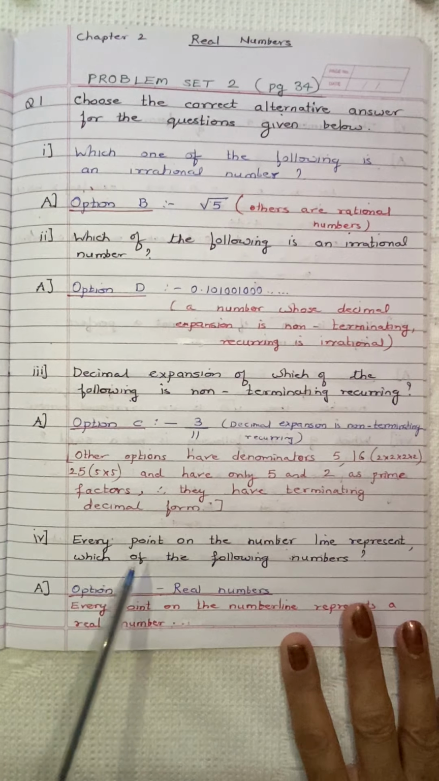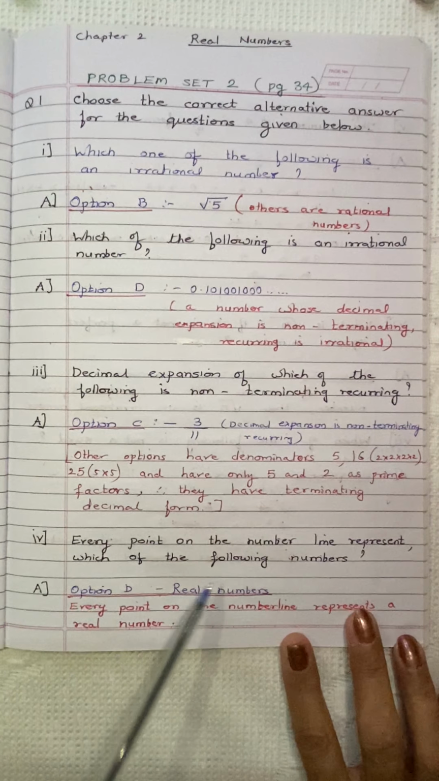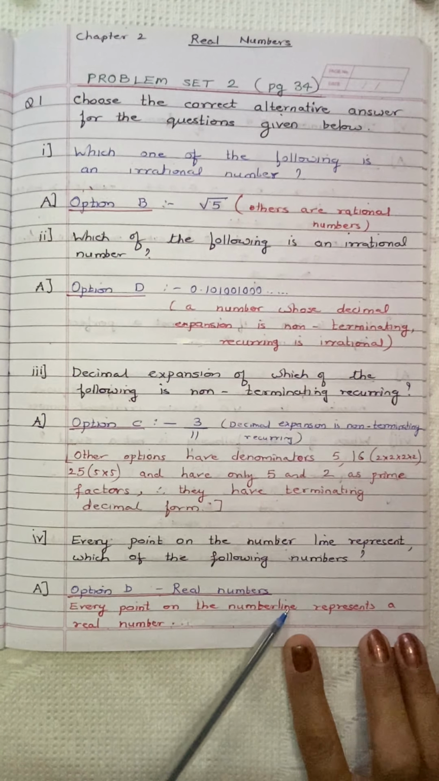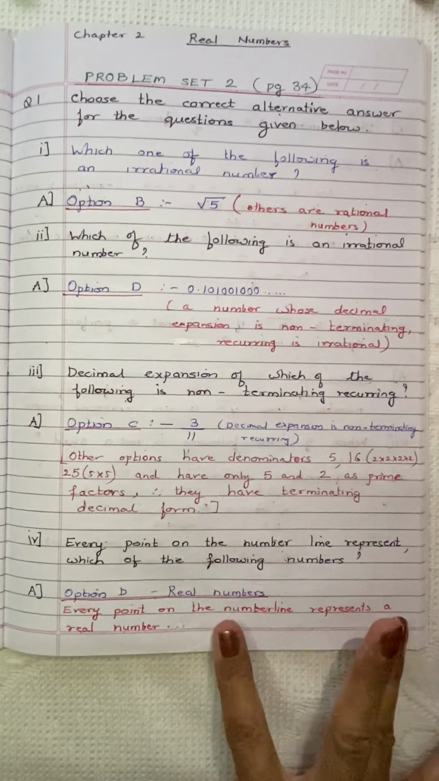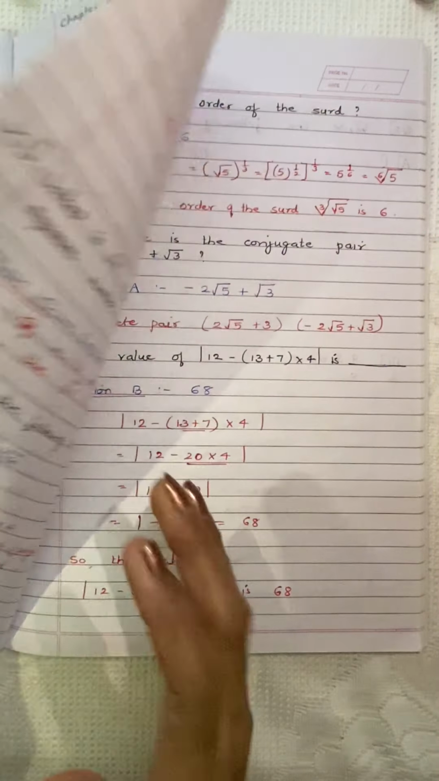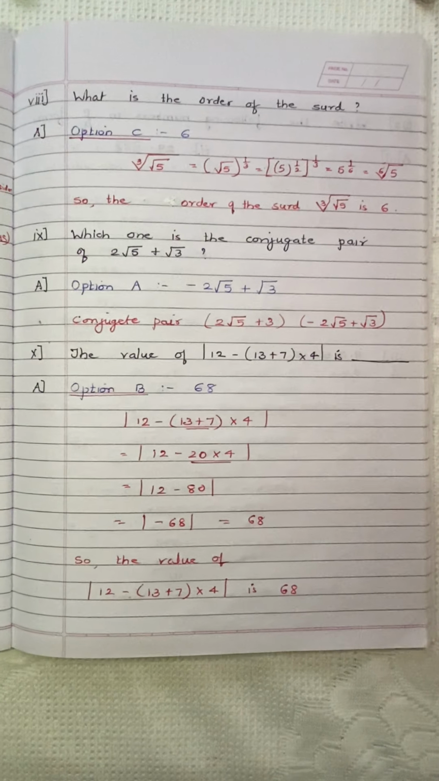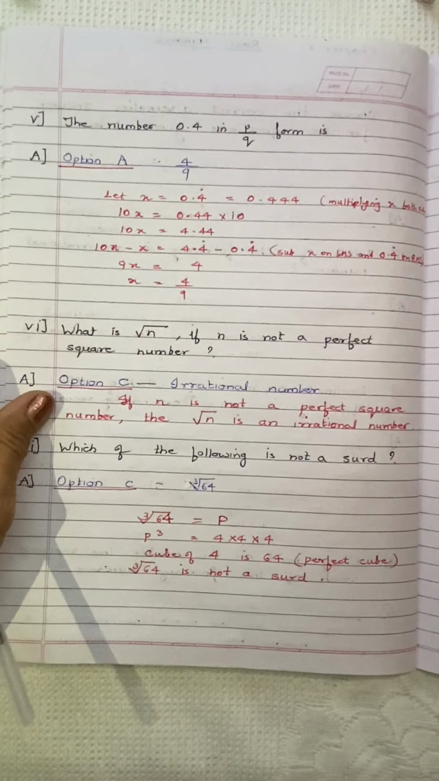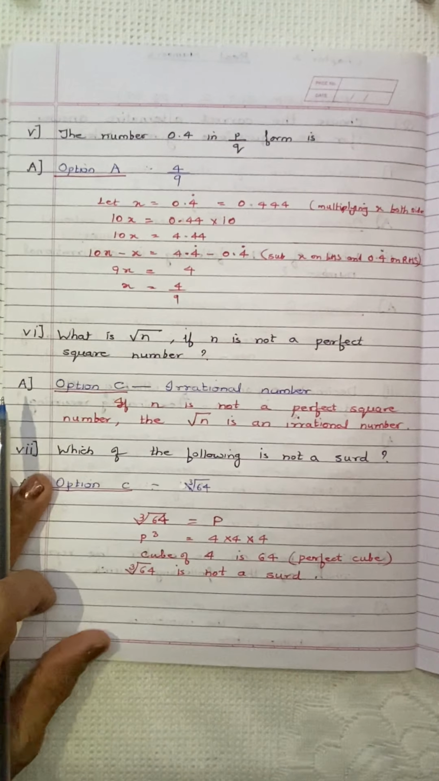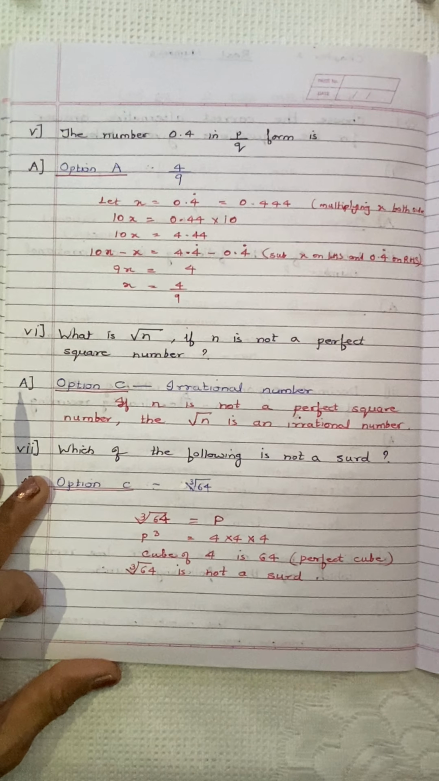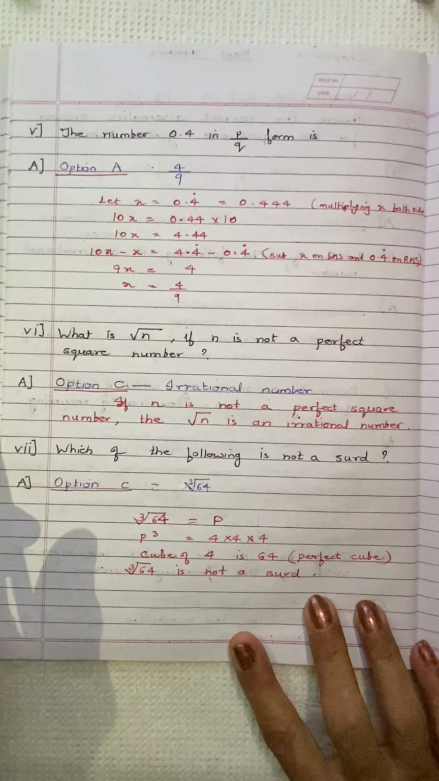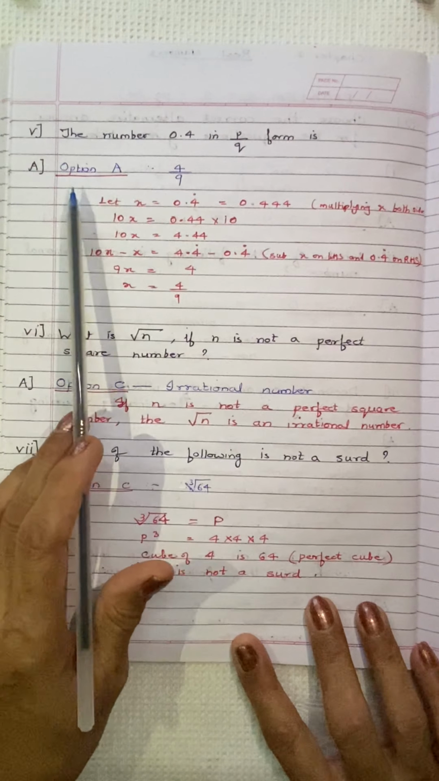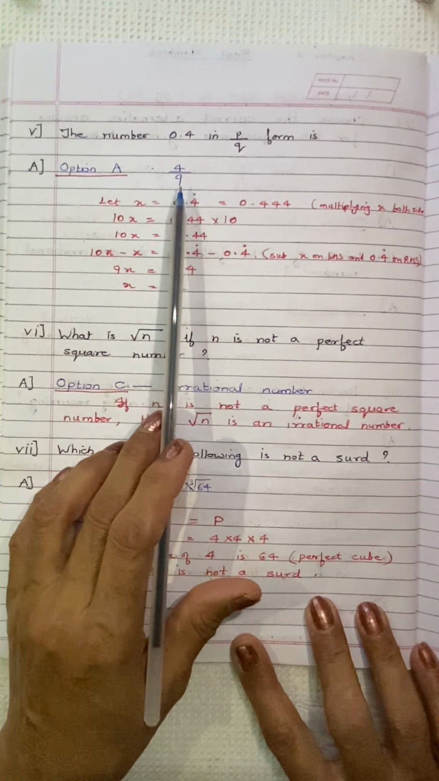Sub-question 4. Every point on the number line represents which of the following numbers? Option D, real numbers. Every point on the number line represents a real number. Sub-question 5. The number 0.4 bar in p upon q form is option A, 4 upon 9.